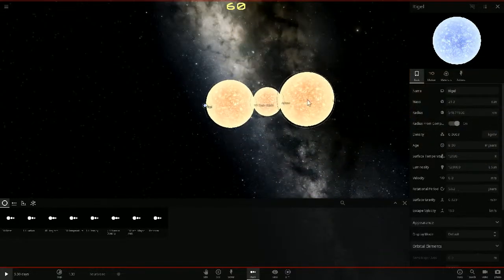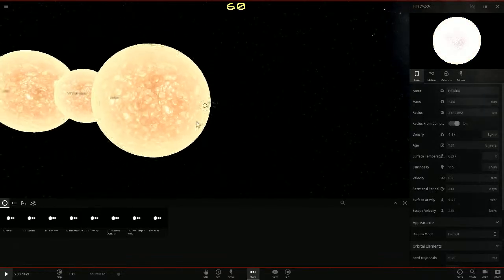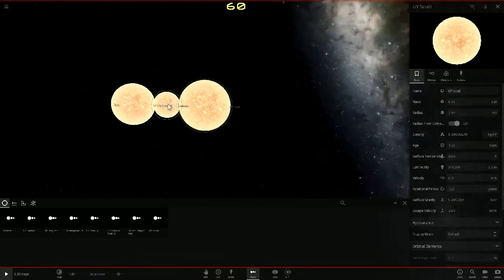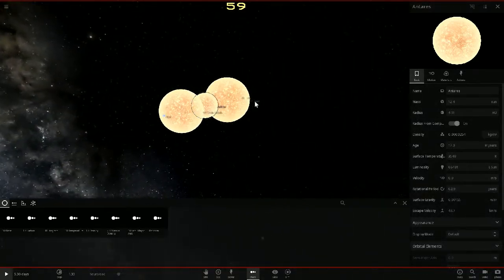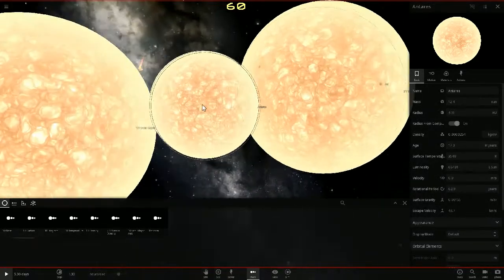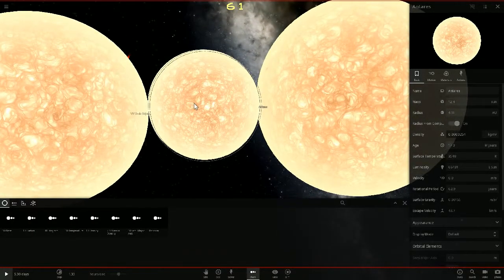So now you probably want to ask me, why are all the sizes mixed up? Well, it depends on 3 things. 1, age of the star. 2, type of the star. And 3, temperature of the star.